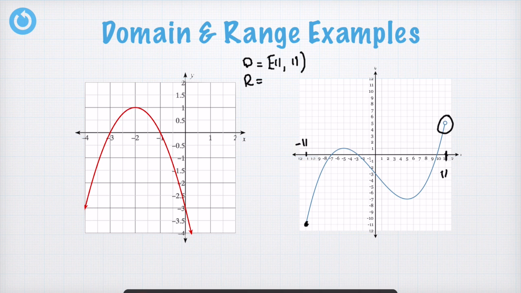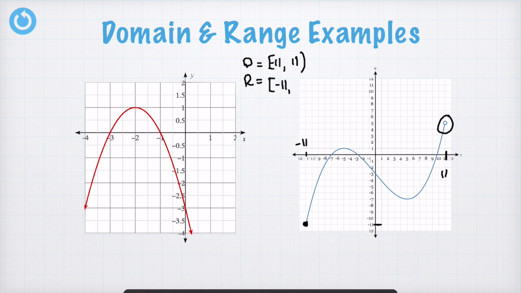Now, what about our range? Well, our range goes from how small we can get to how big we can get. Down here, it's a closed circle, meaning that we can get to that number. The smallest value on here, because if you draw a straight line across, you're not going to get any other points, is -11, and we can get to it.